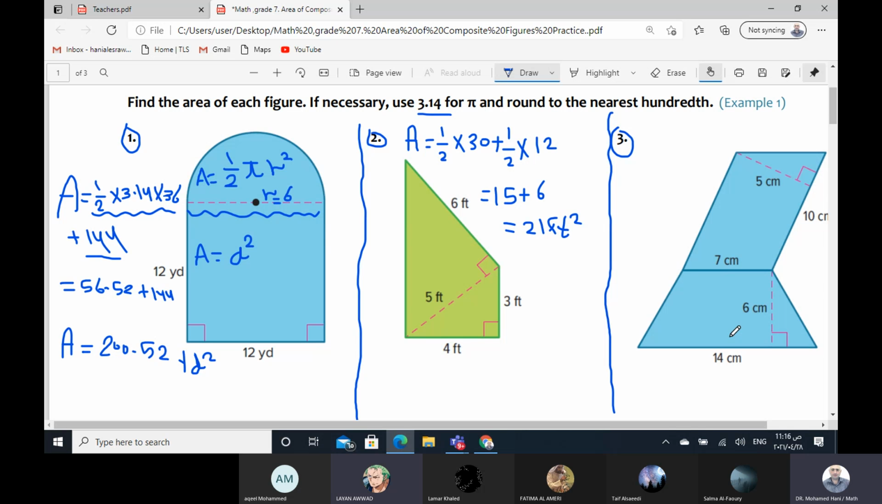Mister, maybe the answer will be 133 centimeters squared. Okay, thank you, Layan. Taif, what is your answer? Lamar, what is your answer? Mister, is it okay if I send it like wrong? Maybe, thank you. Okay. Check with me, please.